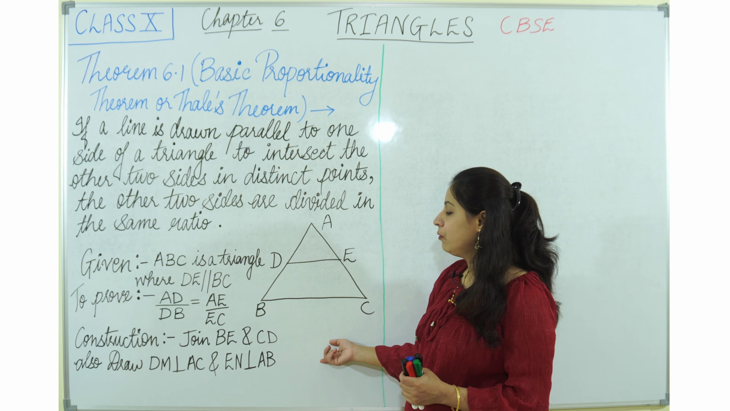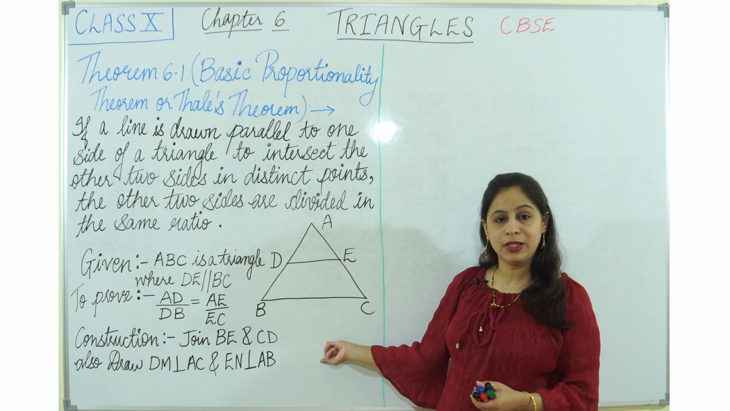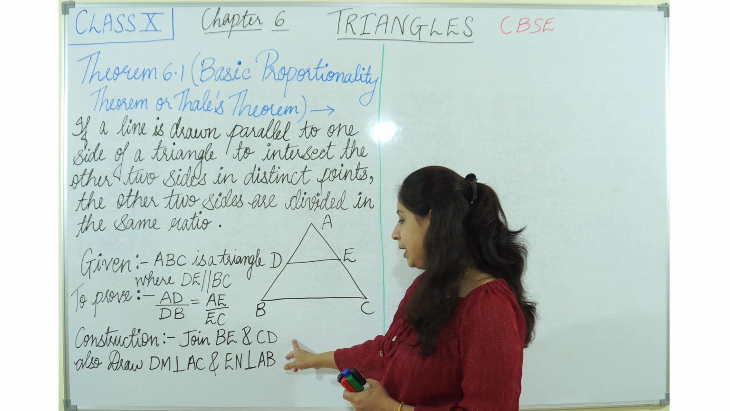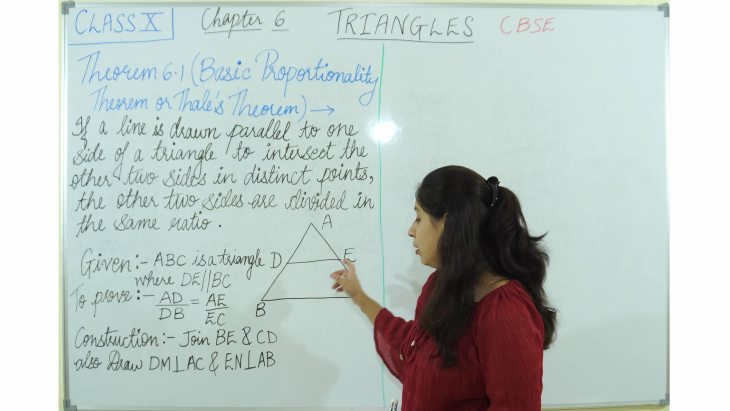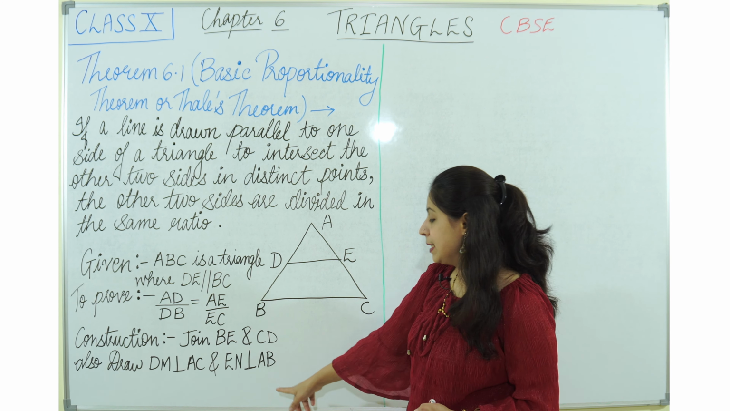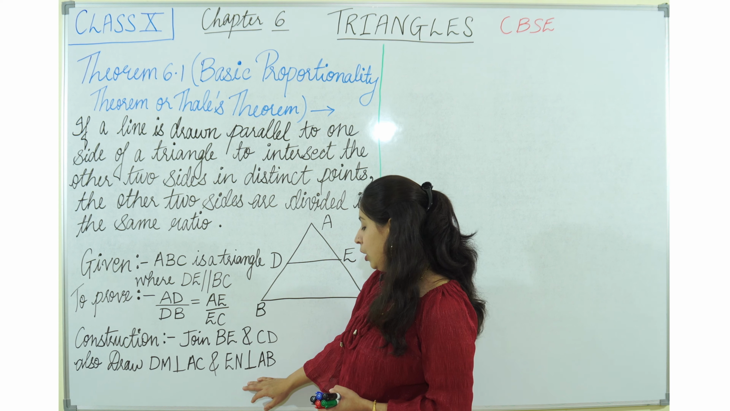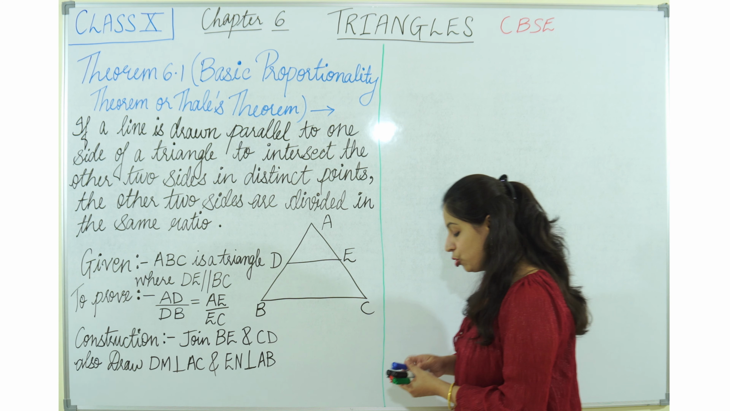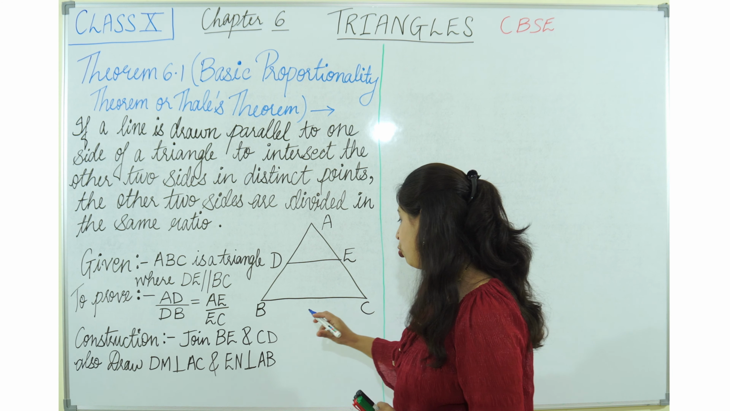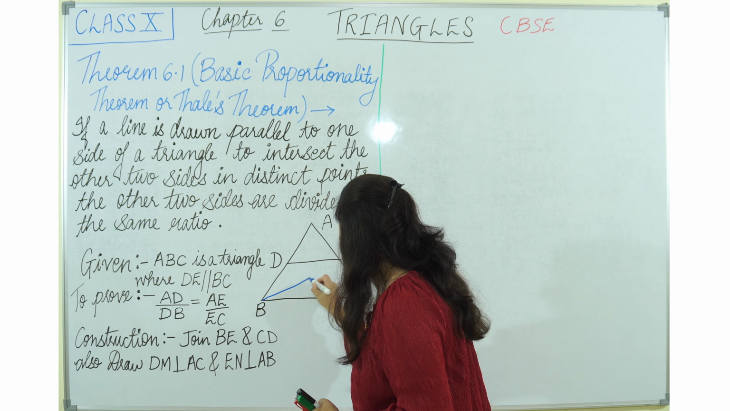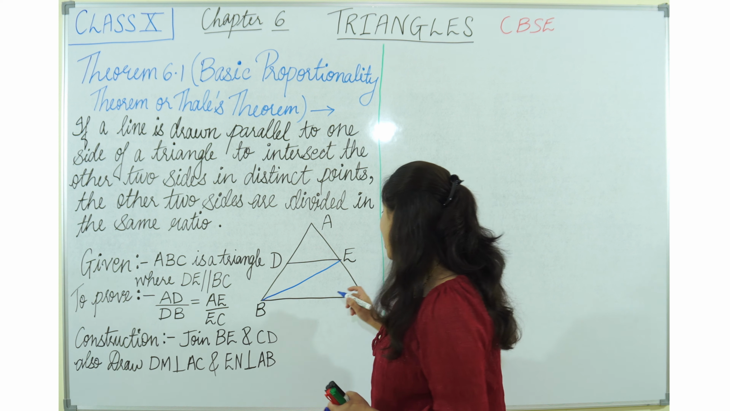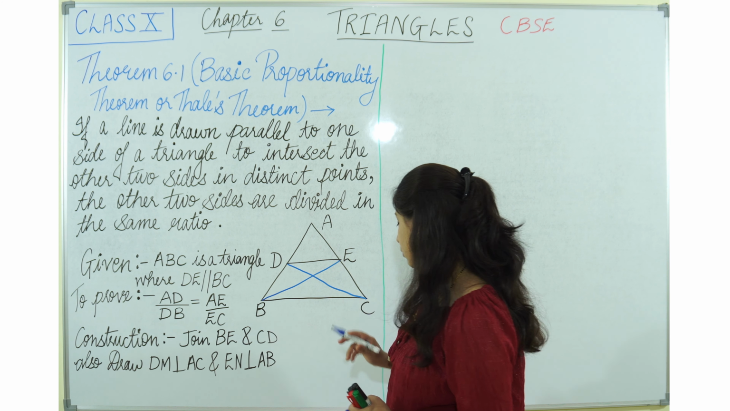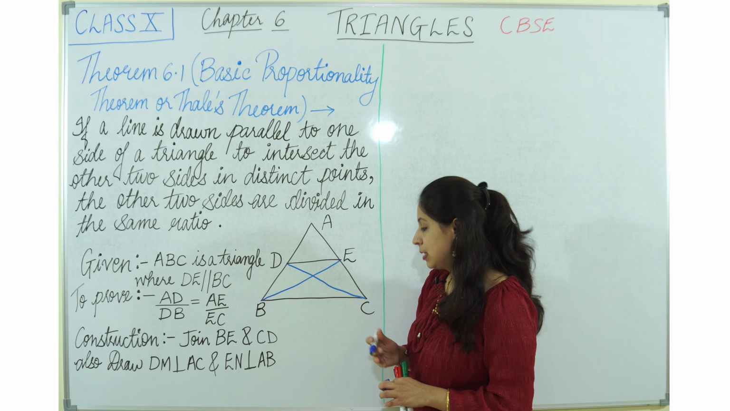For the construction, we need to join BE and CD, and also draw DM perpendicular to AC and EN perpendicular to AB. In order to prove this theorem, this construction has to be made. The first thing is that we should join BE. I have joined it here, and we should join CD. So we have joined BE and CD.